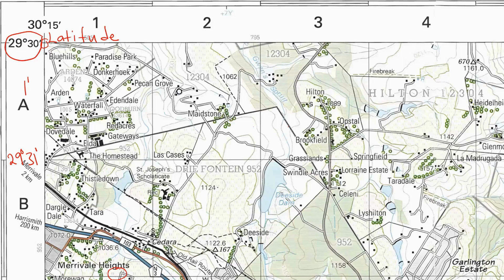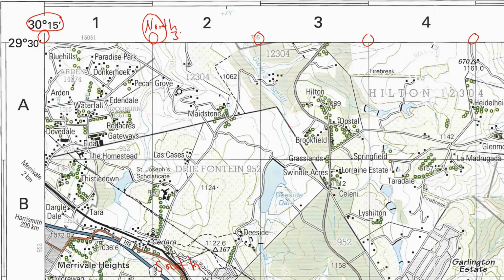Now let's move on to longitude. Here we have another value, 30 degrees, 15 minutes east. This is a line of longitude. Unlike latitude, longitude lines are vertical. They run from north to south on the map. The next longitude line increases by 1 minute, so the next line is 30 degrees, 16 minutes east.